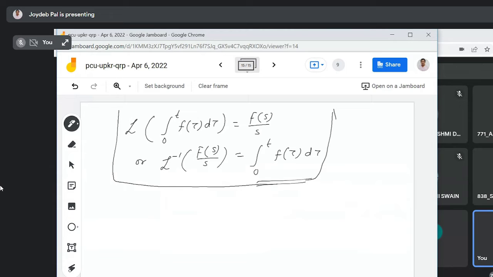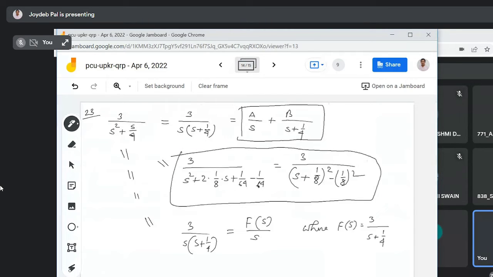If we apply this, what is f(t) here? F(s) is 3 by s plus 4. If we think of the given function as F(s) by s, then our F(s) is 3 by s plus 1 by 4. Is it okay? Yes, sir. Are you getting all? Yes, sir. Okay, now you find small f(t). So what is small f(t)? Laplace inverse of F(s). What will it be? Tell me immediately.